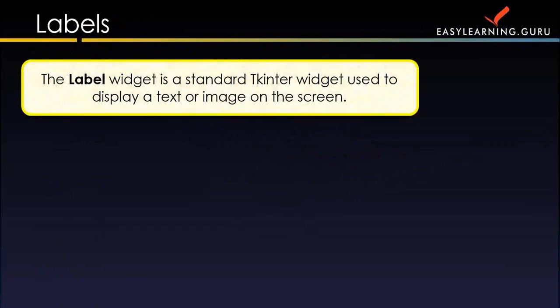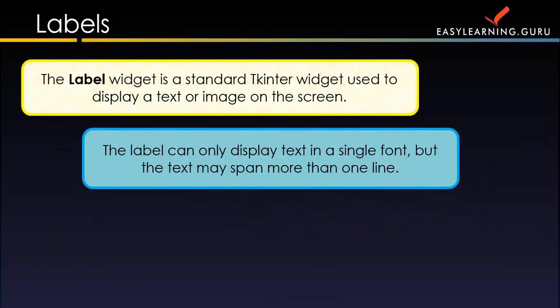So moving ahead, we'll talk about the label. The label widget is the standard Tkinter widget used to display a text or image on the screen. Label can only display the text in a single font, but the text may span more than one line. The text displayed by this widget can be updated at any time you want. The label is the widget that the user just views but does not interact with. It is also possible to underline part of the text and span the text across multiple lines.